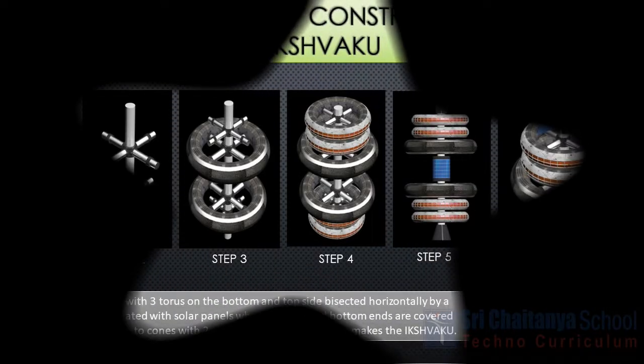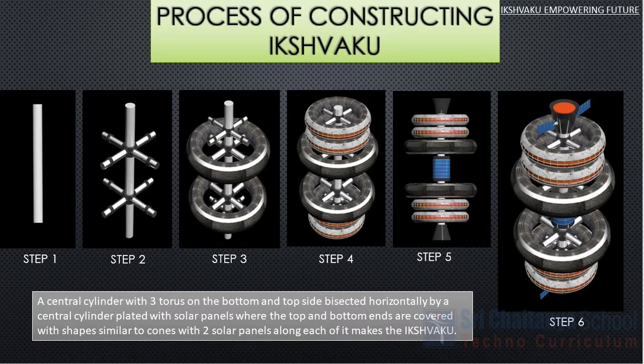This is the process of constructing Ikshvaku. A central cylinder with 3 tori on the bottom and top side, bisected horizontally by a central cylinder plated with solar panels, where the top and bottom ends are covered with shapes similar to cones with 2 solar panels along each of them, makes the Ikshvaku.